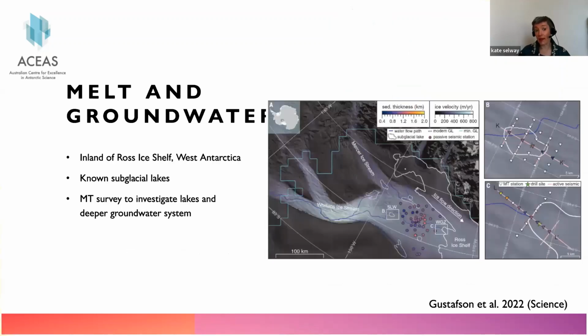So as I say, there's really just been this one study, which is a really, really nice study that just came out earlier this year. This was led by Chloe Gustafsson and was part of her PhD at Lamont. They were working in West Antarctica, just inland of the Ross Ice Shelf, in a region where there were known subglacial lakes. There was radar data and other data showing that there were known subglacial lakes there. And they did an MT deployment over these lakes to investigate the lakes and then also the deeper groundwater system.